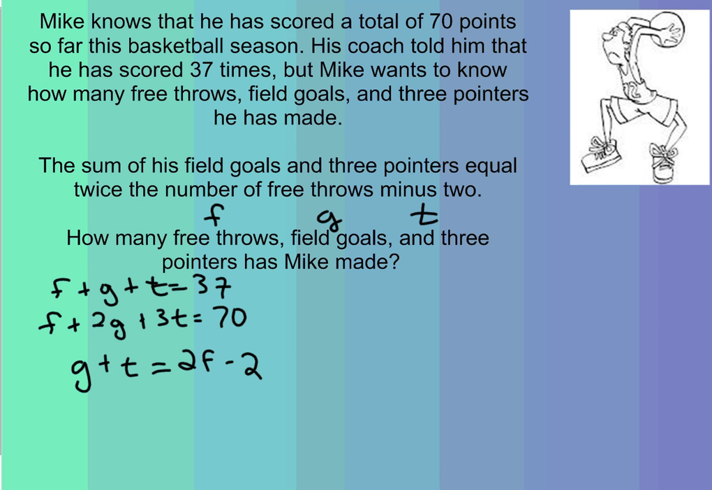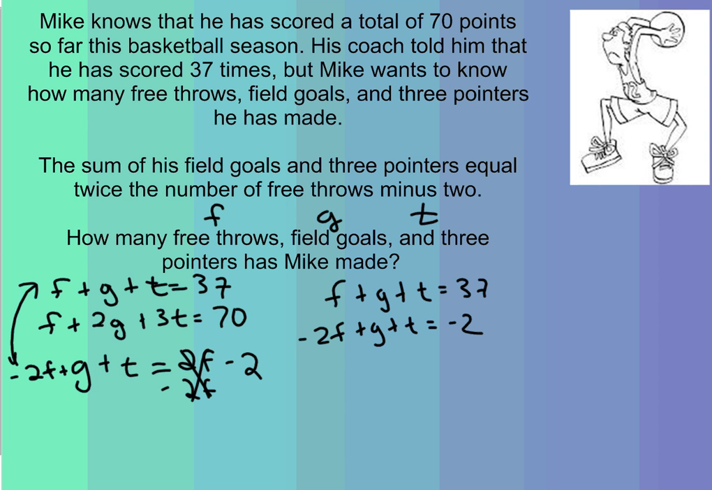So if I do this, I can bring over negative 2, I can have 2F over here, so I can subtract 2F. So that gets rid of it there, and I'm left with equaling negative 2. Now I can kind of take these two as they are, and watch what will happen. This will be kind of nice. F plus G plus T equals 37. Negative 2F plus G plus T equals negative 2.